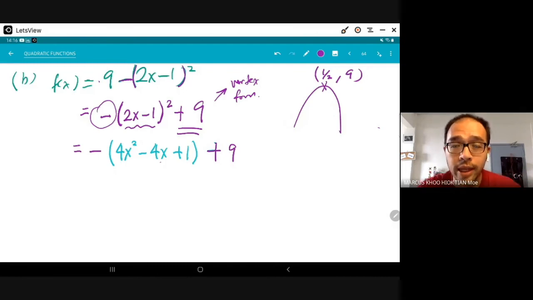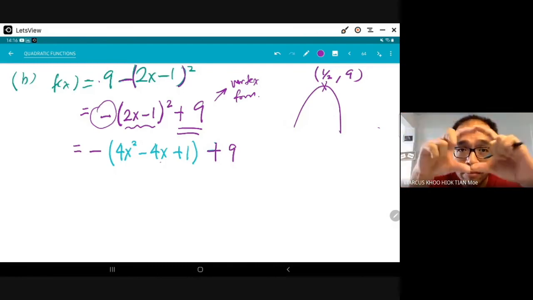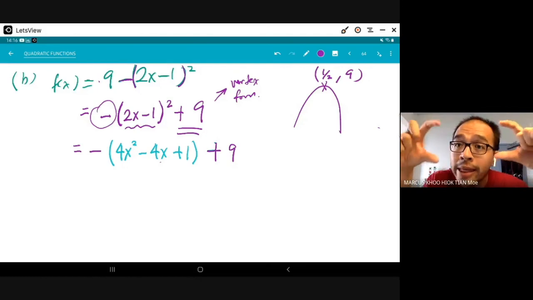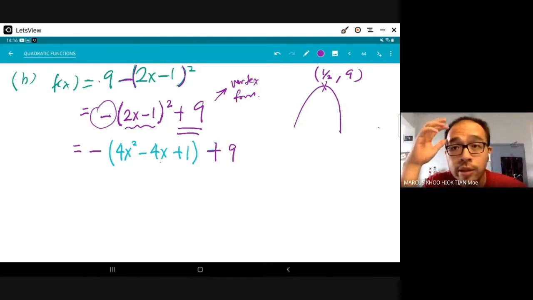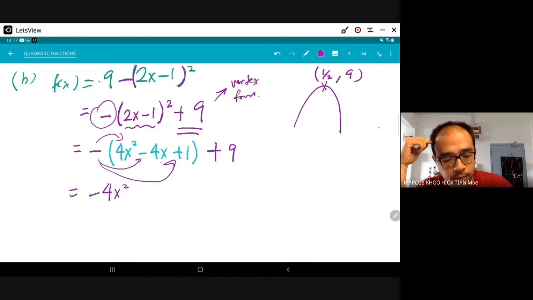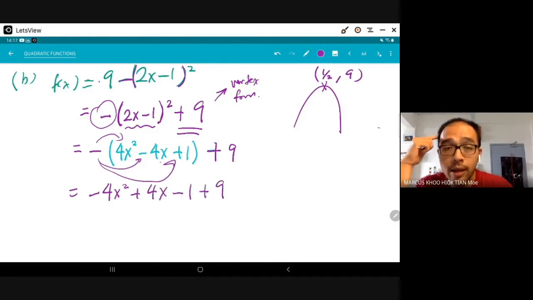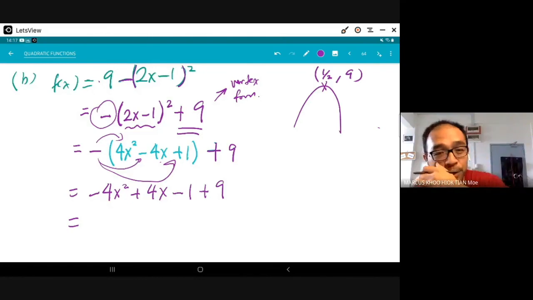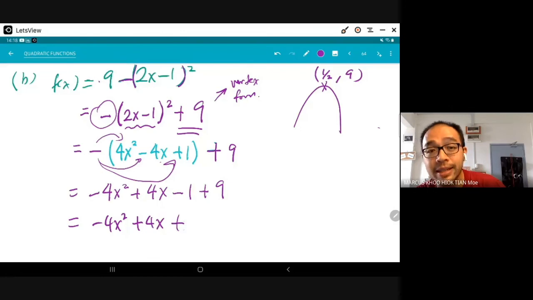Notice that when I expand, I only expand the one in the bracket. I leave the negative outside for now, because after we expand, then we can multiply in the negative 1 one by one. So this will be negative 4x squared plus 4x minus 1 plus 9. Let's just bulldoze through. So this is negative 4x squared plus 4x plus 8. So this is the general form.